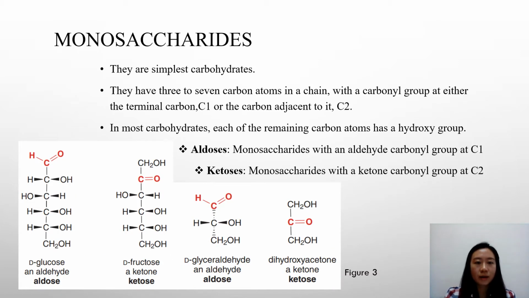So monosaccharides are the simplest carbohydrates. There are two types of monosaccharides. Aldoses are monosaccharides with an aldehyde carbonyl group at C1. Ketoses are monosaccharides with a ketone carbonyl group at C2. So D-glucose and D-glyceraldehyde are examples of aldoses. D-fructose and dihydroxyacetone are examples of ketoses.